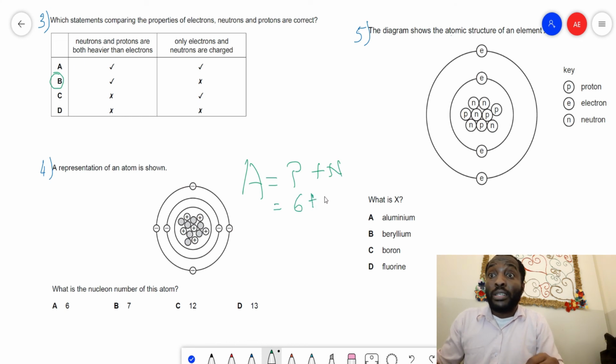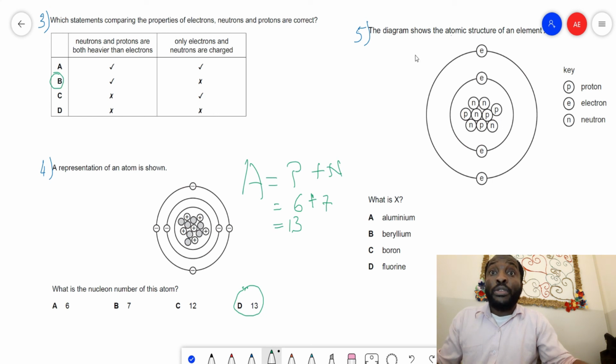plus 7. So if we count, the proton number is what? 1, 2, 3, 4, 5, 6. So we put 6, and the number of neutrons we have 1, 2, 3, 4, 5, 6, 7. So we have 7. So 6 plus 7, we have 13. So the nucleon number is 13. We now come here and we circle our 13.